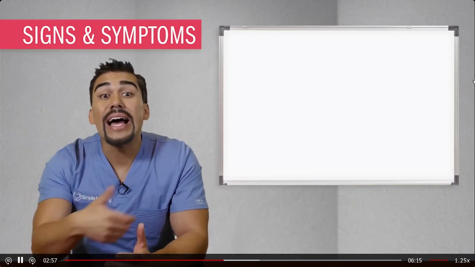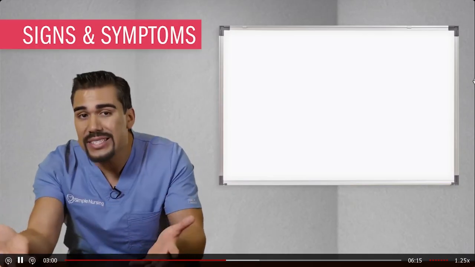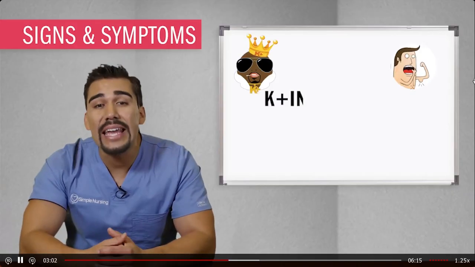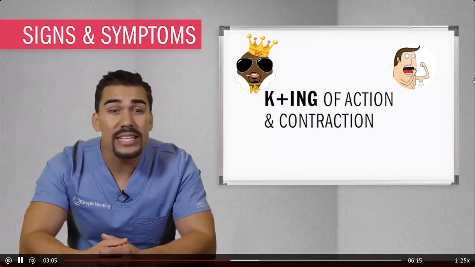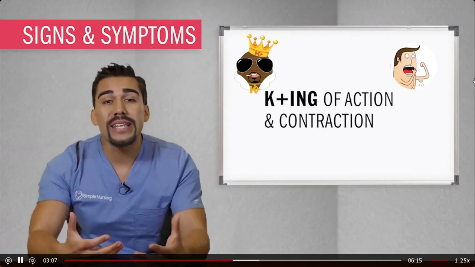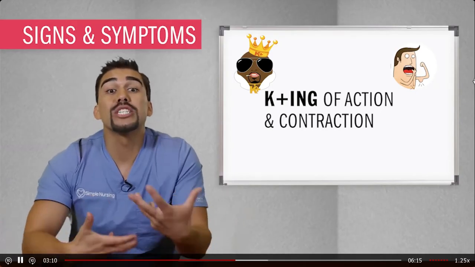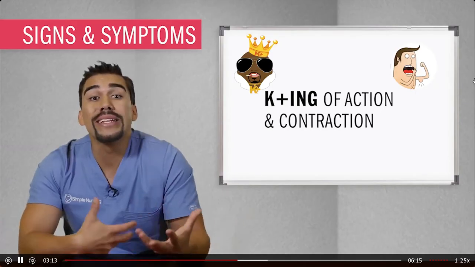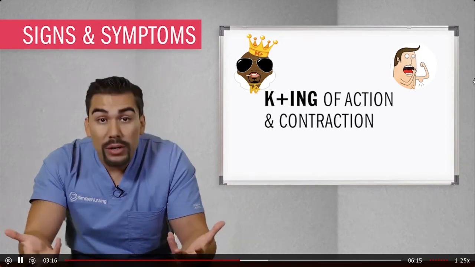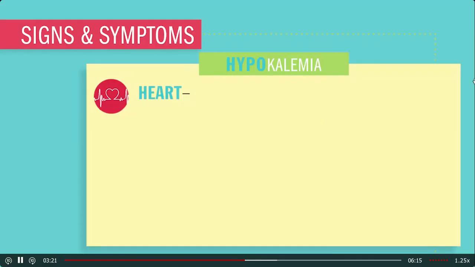So what's going on in hypokalemia? Well, low potassium, right? And since potassium is the king of action and contraction inside your muscles, well then with less potassium, everything in the body is going to be low and slow. This hypo, low and slow, the king has lost his power. Boost the power! Do it now! Do it faster! Boost it! So the heart's going to be low and slow.